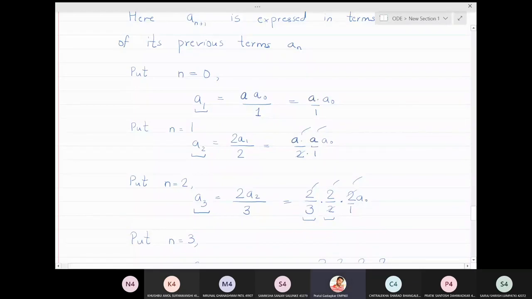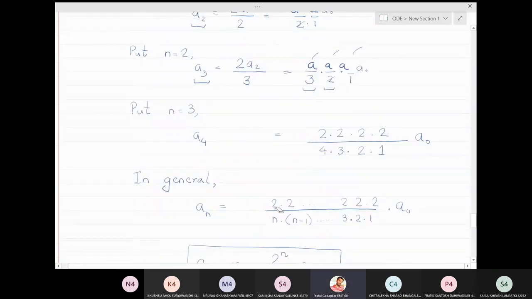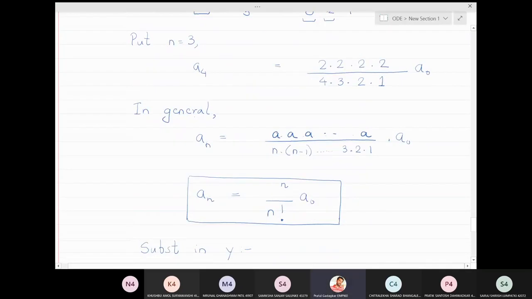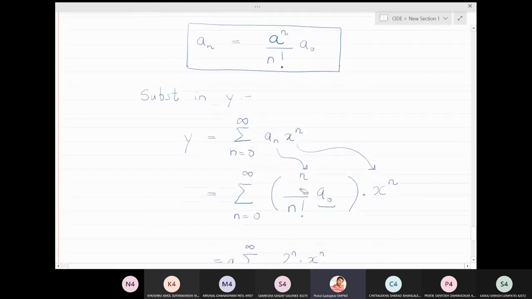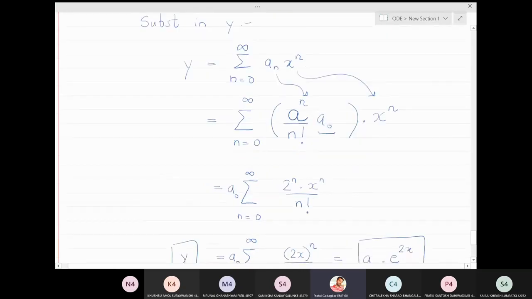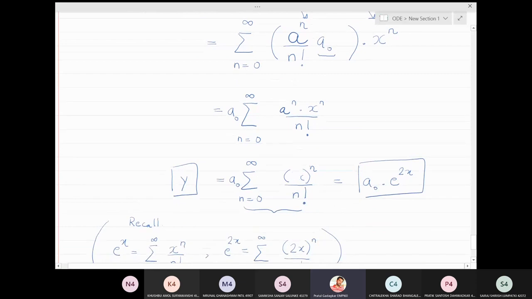In general, I will get a's here. All 2's are replaced by a, and therefore this will become a_n equal to a^n times a_0. When I substitute it here, I will get a^n a_0 times x^n. This will become (ax)^n, and I will get a_0 e raised to ax.